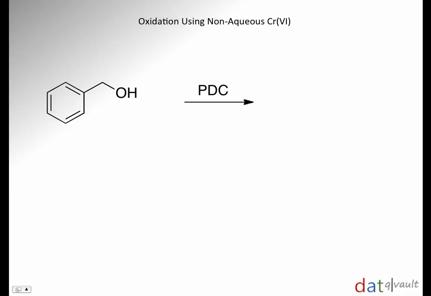So here we have an example of PDC acting as an oxidant on this primary alcohol. If we were to use a Jones reagent, for instance, this primary alcohol would be oxidized all the way up to the carboxylic acid. But since PDC and PCC are far more mild oxidizing reagents, they're only going to oxidize this primary alcohol up to the corresponding aldehyde.